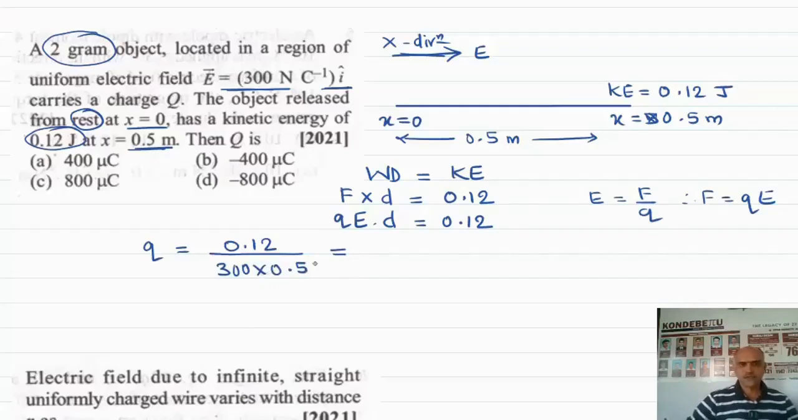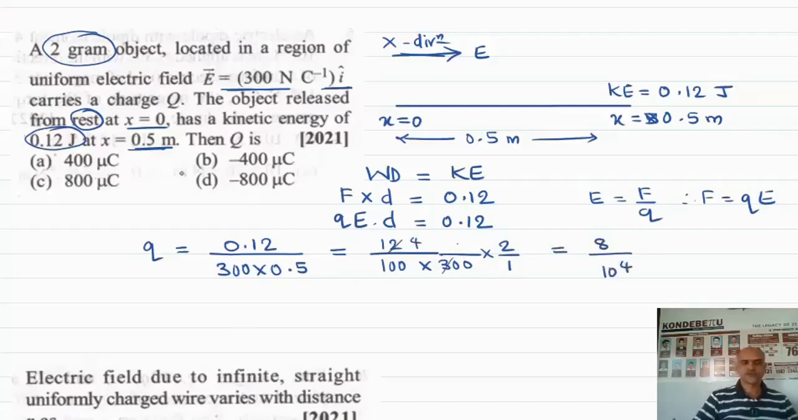So I will simplify in this form. 0.12 is 12 by 100, and 300 into 0.5. 300 into 0.5 means 150, that is, 1 by 2, so 2 will go to the numerator, 2 by 1. If I cancel, 3 4s are 12, 4 2s are 8. So this is 8 divided by 10 raised to 4.